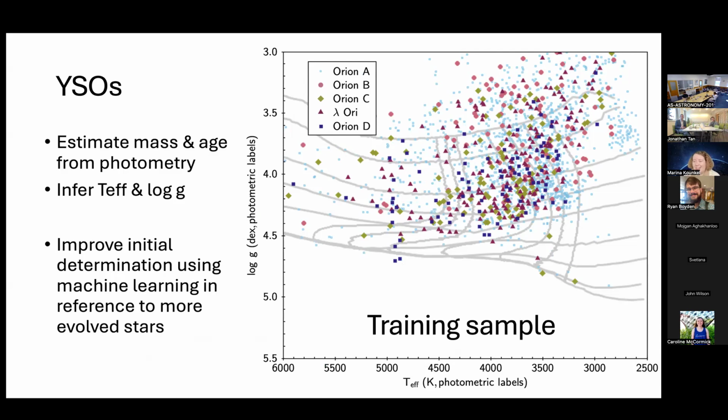It could also be extinction. It could also be multiplicity. It could also be a whole slew of other things. That's kind of why we wanted to have spectroscopy in the first place. But as a first stab at trying to derive labels for all these sources, this would unfortunately have to do.